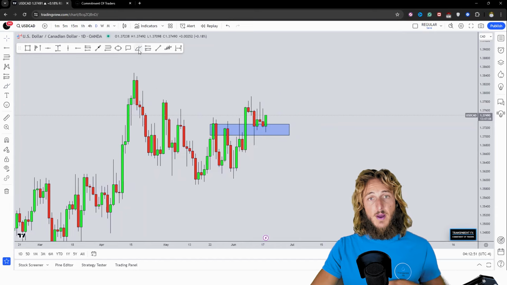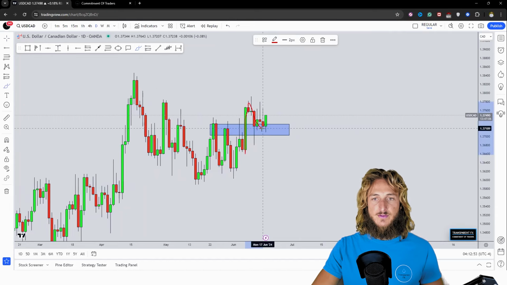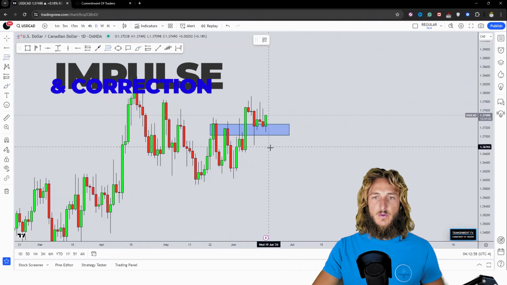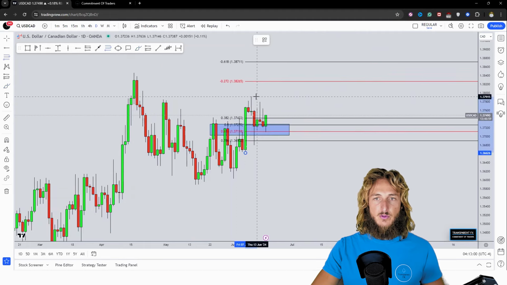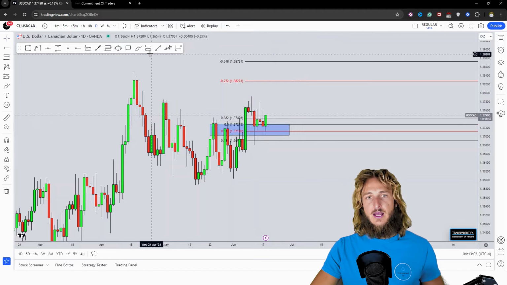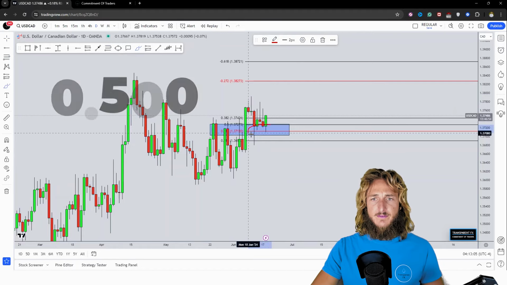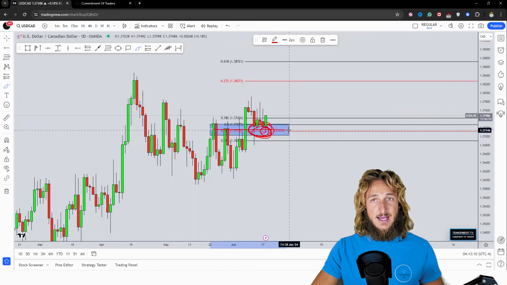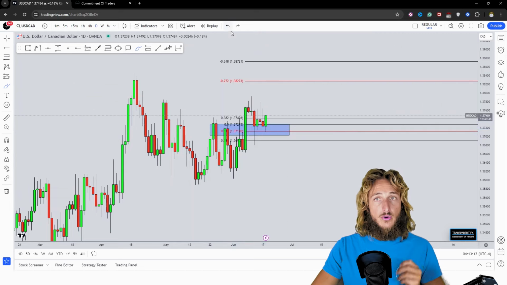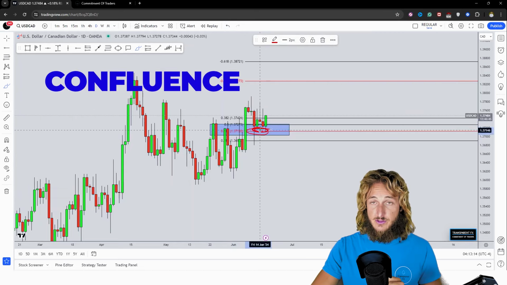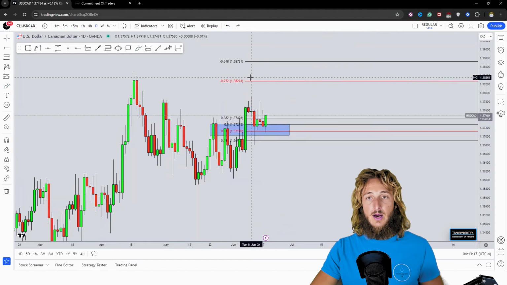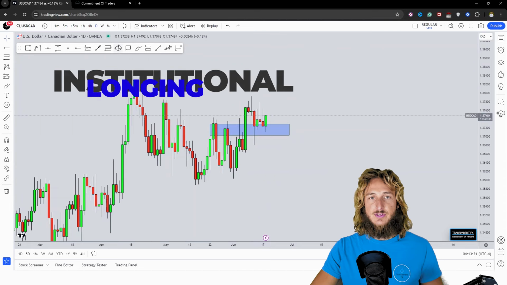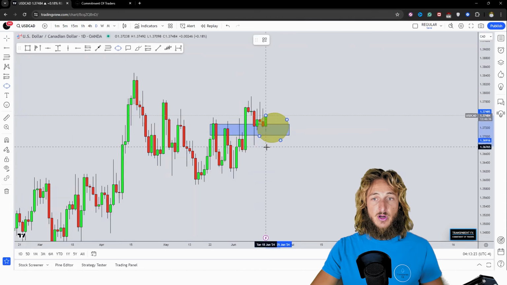We can also notice that from a pattern perspective, we have a clear impulse followed by a correction. And in general, after an impulse, if you want to measure the correction, you have to take your Fibonacci from the low to the high of the impulse leg. And again, this shows us how we have the 50% and 0.618 Fibonacci retracements lining up exactly inside of this level, creating even more confluence of support inside of this zone, further supporting our idea that there is definitely the possibility of more institutional longing inside of this zone, which could propel this market higher.